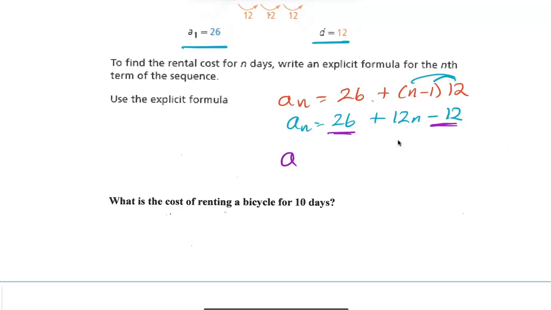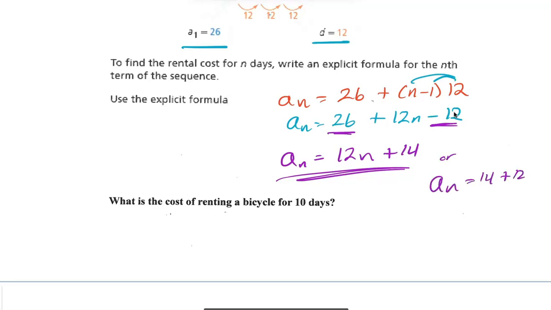So we're going to get a subscript n. Remember, that is a subscript there. We're going to put the 12 in front, 12n, and then 26 minus 12 is going to be 14. So plus 14. So you can write it that way, or if you want, you could write it with the n in back. Either way is fine. But that is our explicit formula. And then with that explicit formula, we can solve things, right?